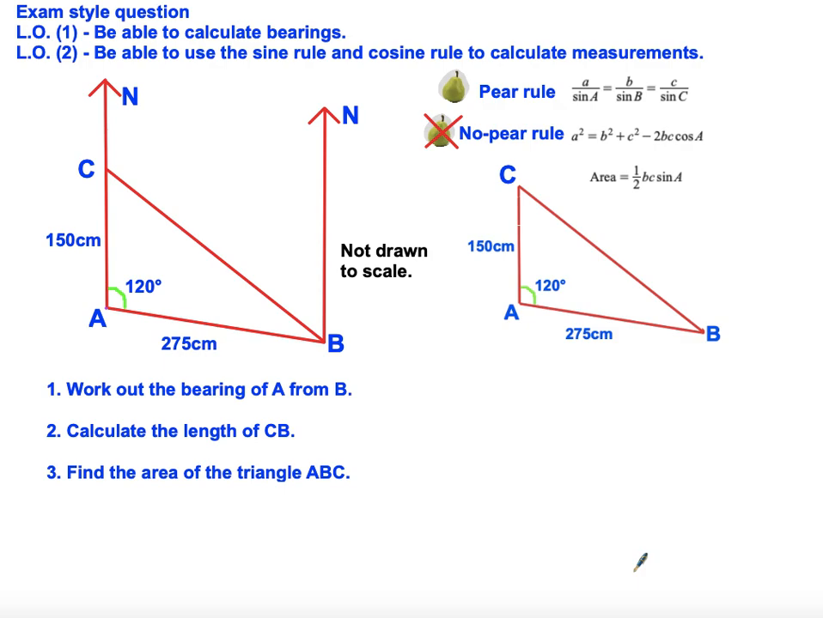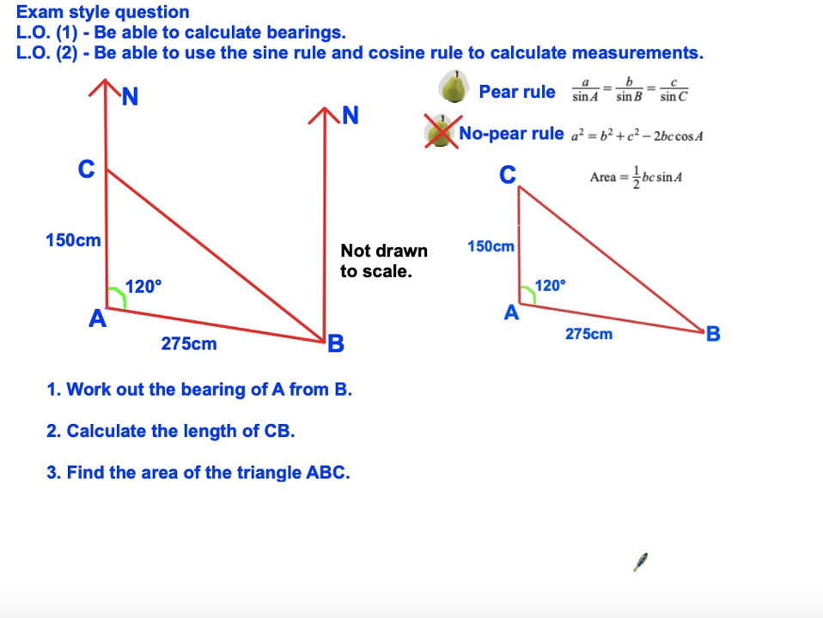So here we have an exam style question split into three parts. It's covering in the main two learning objectives. The first one is learning objective 1, to be able to calculate bearings. The second one is learning objective 2, to be able to use the sine rule and cosine rule to calculate measurements. Also, the area rule will be used.